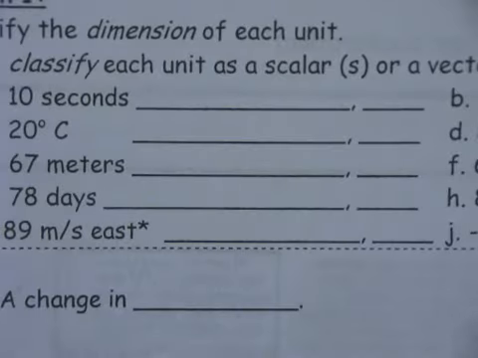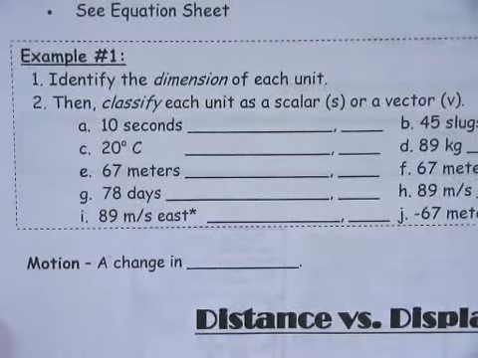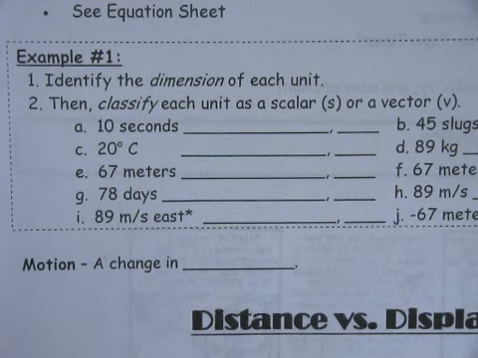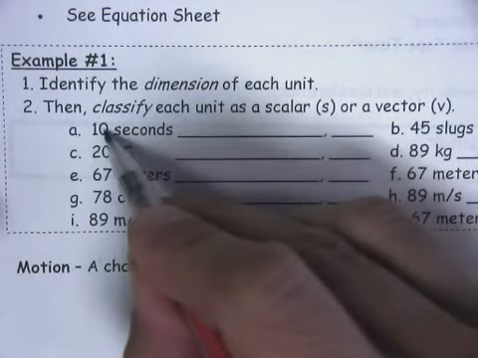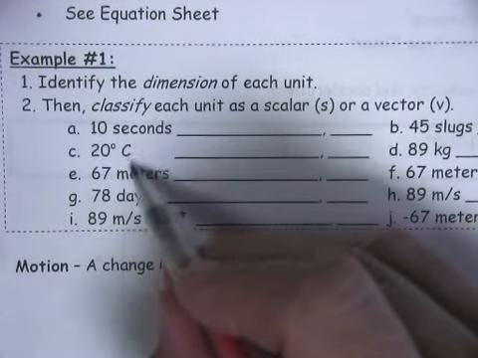Example number 1 has us do a couple of different things. There are the first 5 of each unit. I'll do the first 3 with you and give you a chance to see what to do with them, and then you can stop the video and try the rest on your own, and then check. So this is identify the dimension of each unit. Real numbers out in front are irrelevant, and all that matters is pretty much the unit.